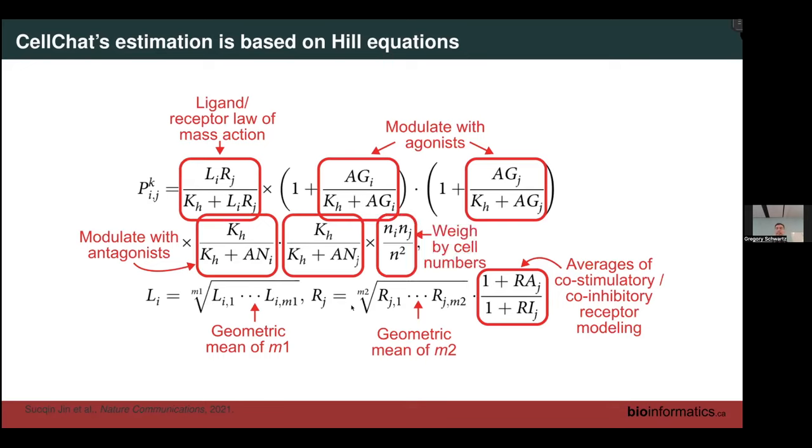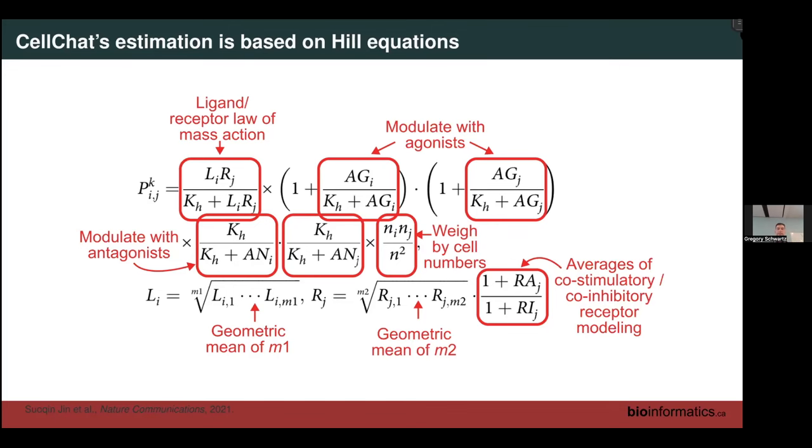And lastly, they weigh this whole equation by the numbers of cells belonging to each cell type. So Ni is the number of cells for sender cell type I, and Nj is the number of cells for receiver cell type J, divided by the total number of cells within the data set squared. So this is how CellChat does it to have a more, they say, robust way of modeling the probability of these communication scores.